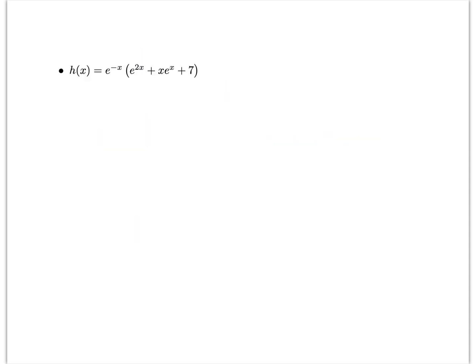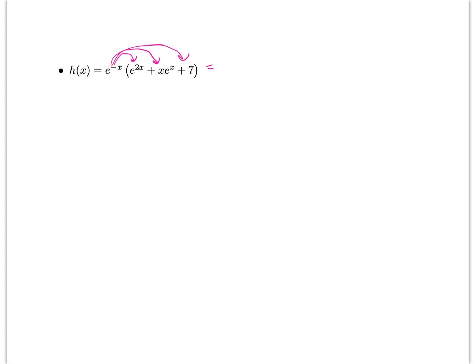Okay, h of x equals e to the negative x times e to the 2x plus x e to the x plus 7. So I do not have a good rule for taking the derivative of a product. Remember, we talked about that in our previous lesson. So what I'm going to do instead is multiply these two things together before I try to take a derivative. So I'm going to do the distribution before I take derivatives.